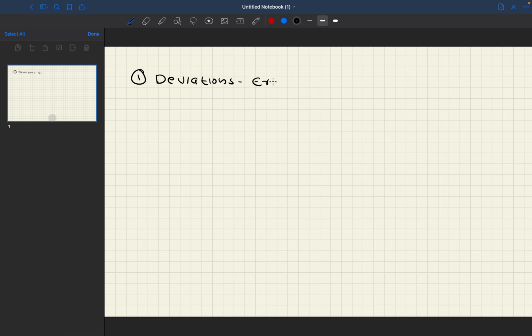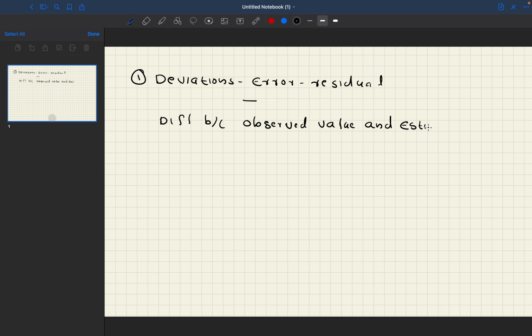Here we will call it an error, or we can also call it a residual. Everything is the same. This is the difference between the observed value and the estimate of location. We have already discussed what an estimate of location is. If x is the observed value and x bar is the estimate of location, then this gives the residual, or the error, or the deviation.